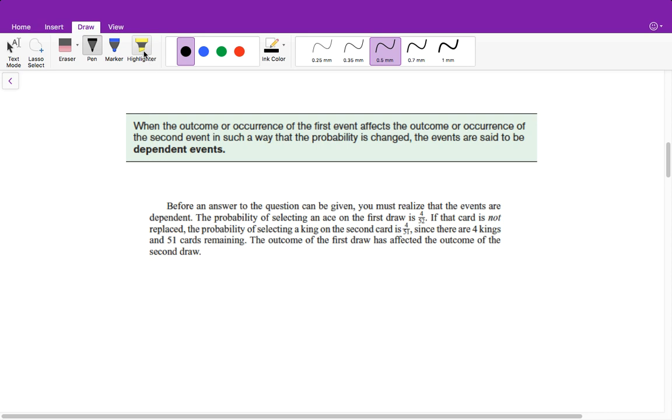All right, the next type of events that we're going to look at now are dependent events. So when the outcome or an occurrence of the first event affects the outcome or occurrence of the second event in such a way that the probability is changed.